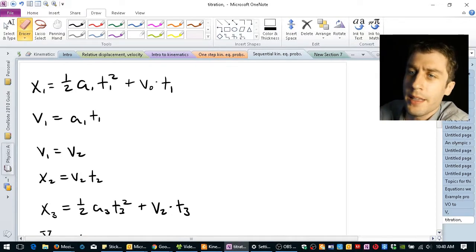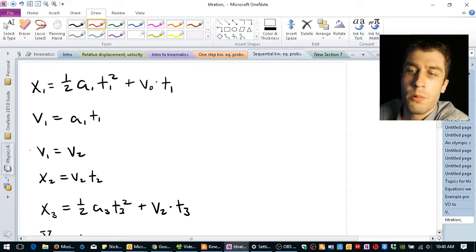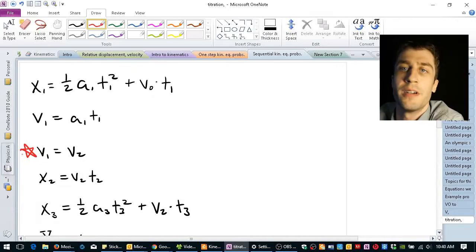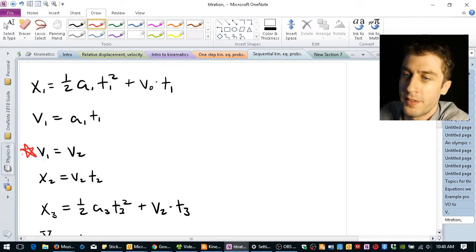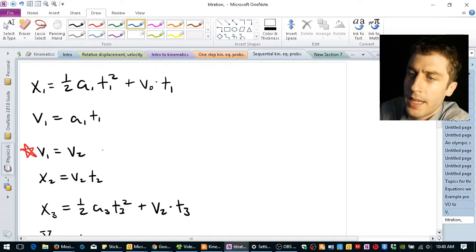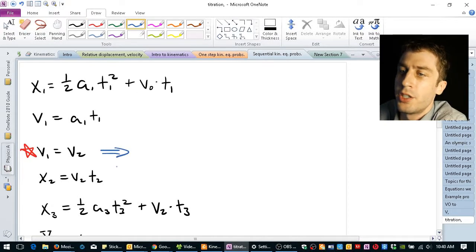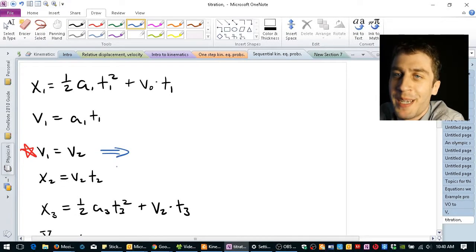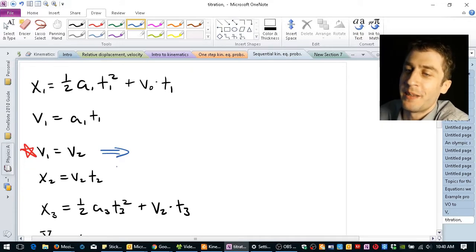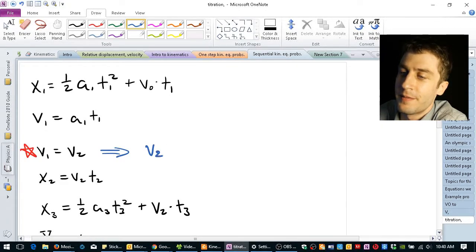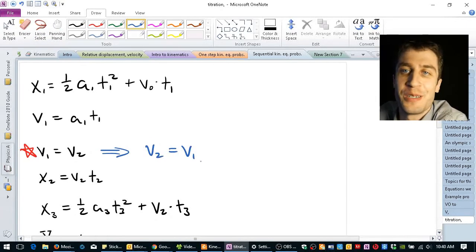The substitution method that I like to use, the way that I do it, is I like to pick an equation. It does not matter which equation you pick, but I suggest that you pick a simple equation, and the simplest equation I see is V1 equals V2. One velocity equals another velocity. You're going to use that equation to solve for one of your variables. Doesn't matter which one I pick, but I'm going to be a little bit sneaky and pick V2. And I've solved for V2 in terms of V1.